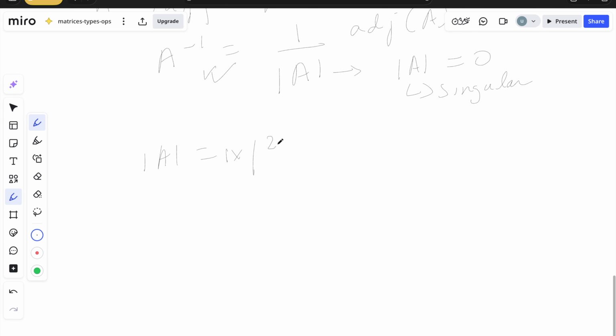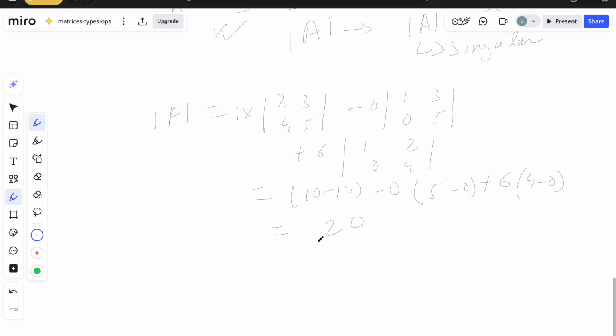1 into 2, 3, 4, 5 minus 0, and 1, 3, 0, 5 plus 6, 1, 2, 0, 4, which is equal to, if you break it down, 10 minus 12 minus 0. Obviously this whole thing will become 0 whatever you do. 5 minus 0 plus 6 into 4 minus 0. Now if you see here, it will be 20, right?